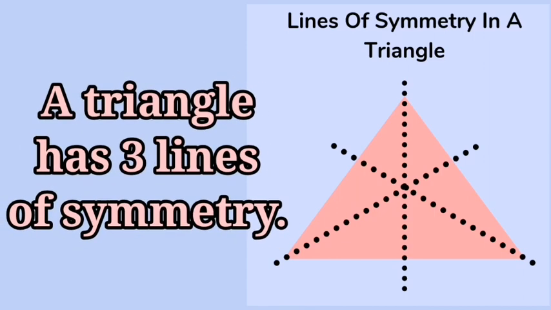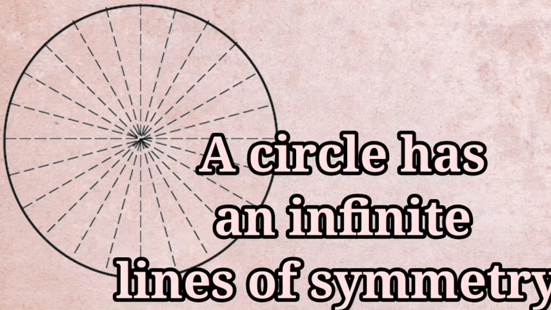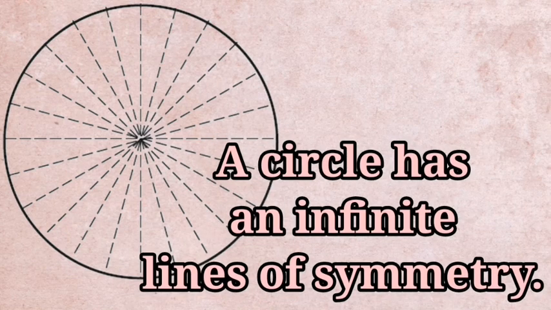How about in a triangle? Can you see the lines of symmetry in a triangle? A triangle has 3 lines of symmetry. How about in a circle? Can you guess how many lines of symmetry a circle has? That's right. A circle has an infinite number of lines of symmetry. Since there are an infinite number of lines through the center, the circle has an infinite number of lines of symmetry.